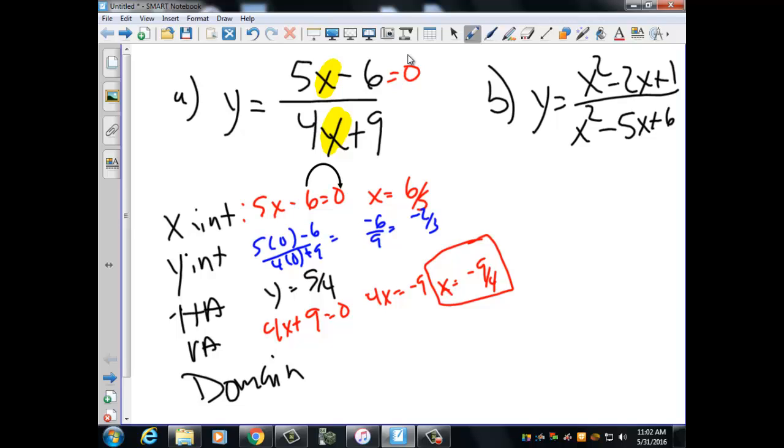Well, the domain is going to be negative infinity to whatever the vertical asymptote is, negative 9/4, and from negative 9/4 to infinity.